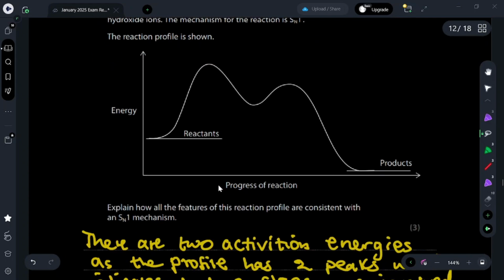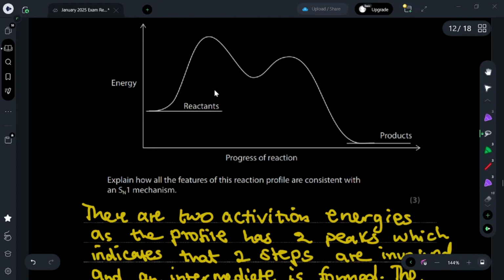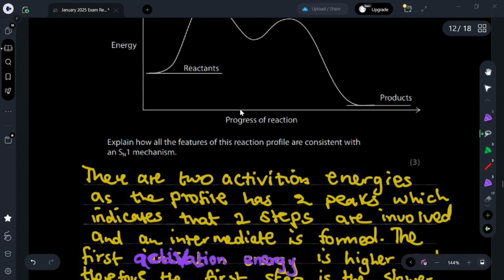So what will I do? Explain how all the features of this reaction profile are consistent with an SN1 mechanism. What do we see in this graph? There are two activation energies, profiled as two peaks, and this indicates that there are two steps involved and that an intermediate is formed.